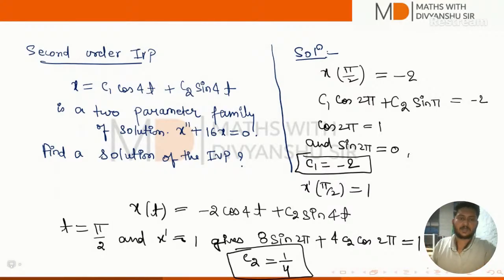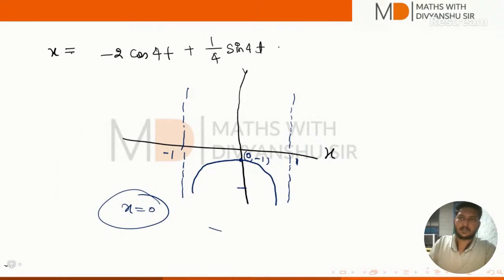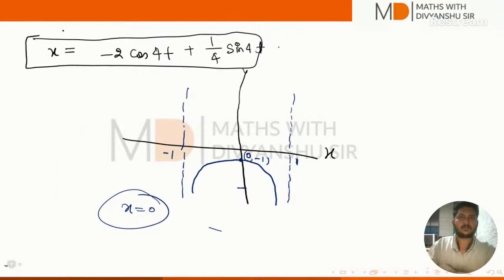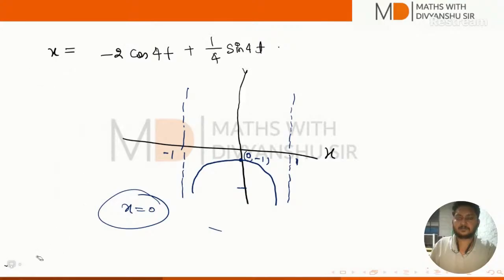Now the final answer looks like this: x is equal to minus 2 cos 4t plus 1 by 4 sin 4t. Yes, this is t. Actually my writing is not good on the pen tab, so hopefully you understand this. These are the graphical approach to solve this problem.